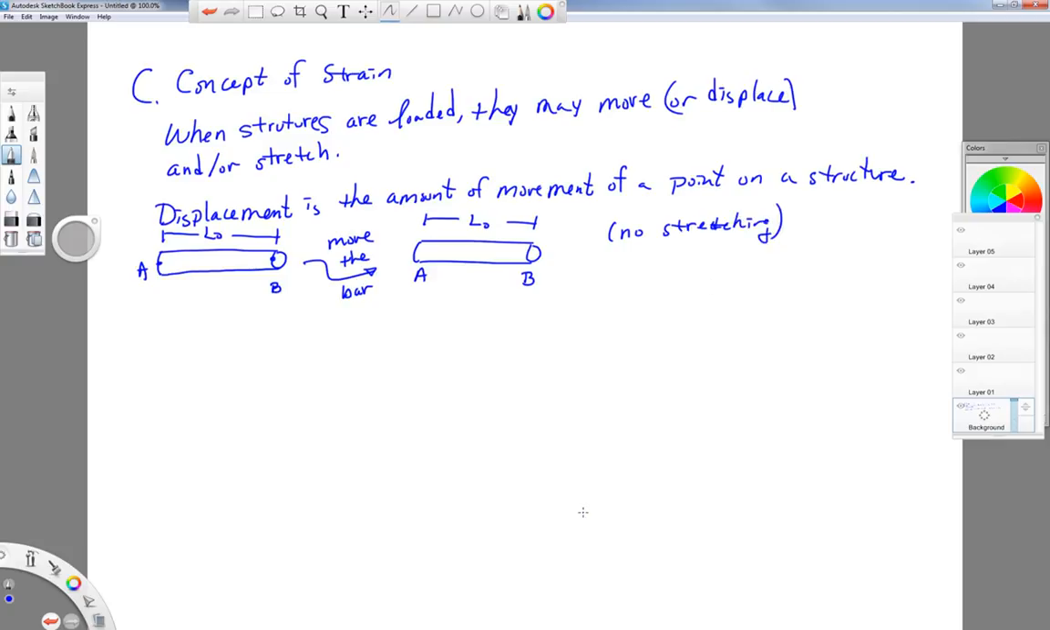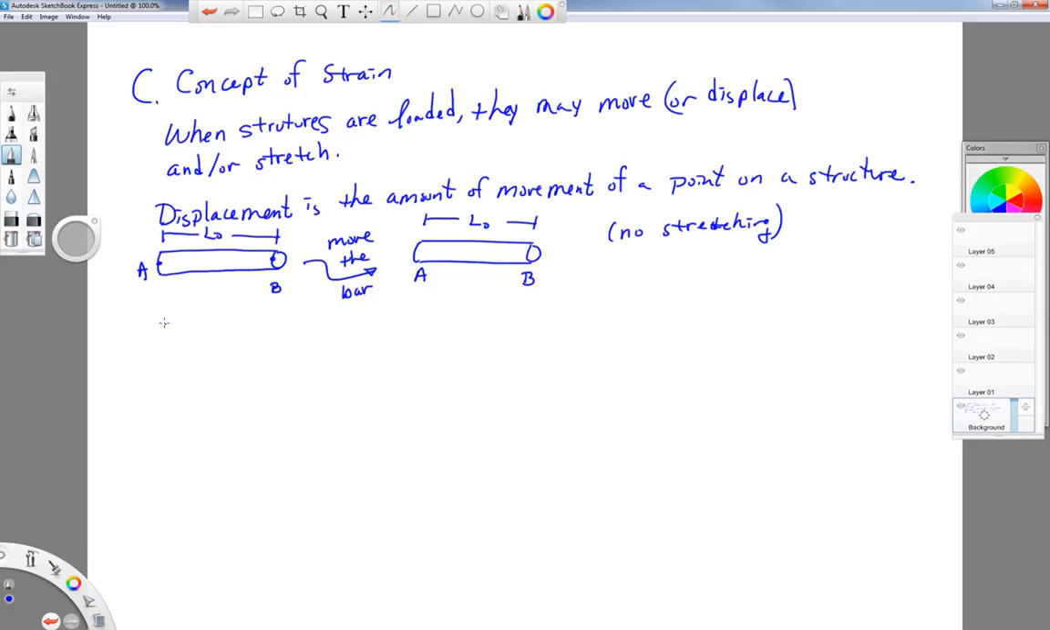And one of the things that you might notice is we can even define rigid displacement as the displacement of a bar in which the distances between points do not change. So that's just another way to say the same thing.